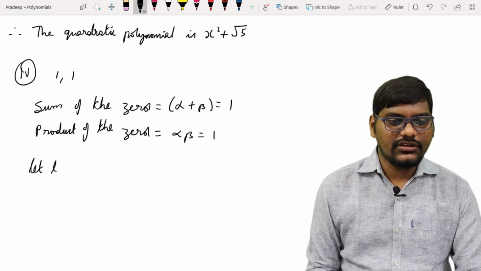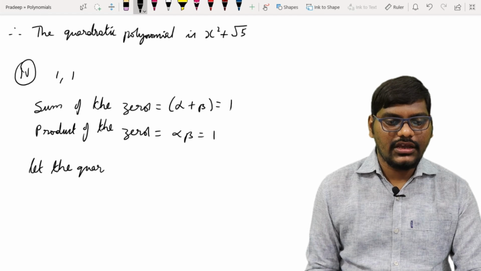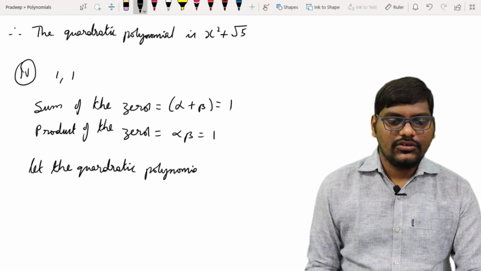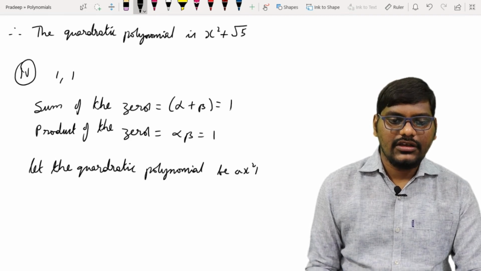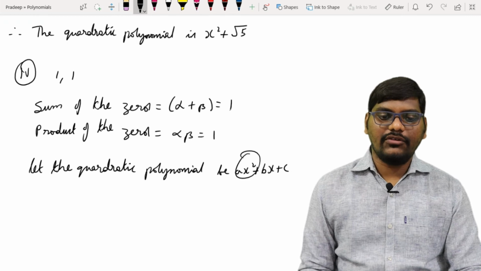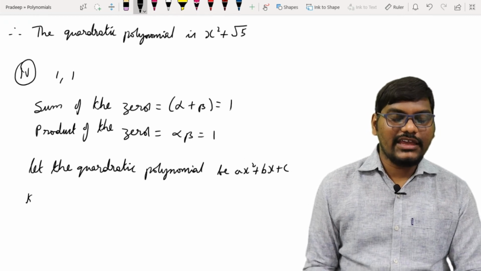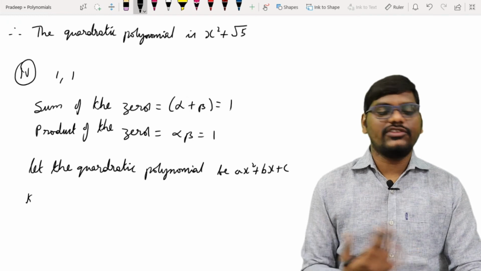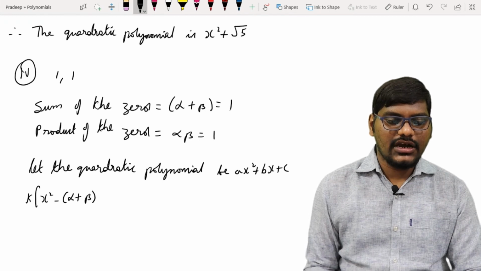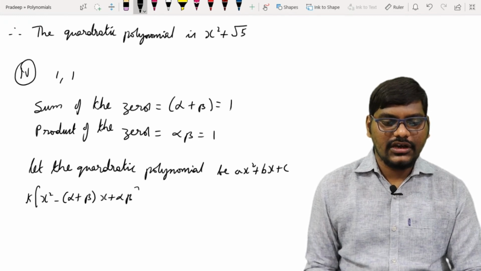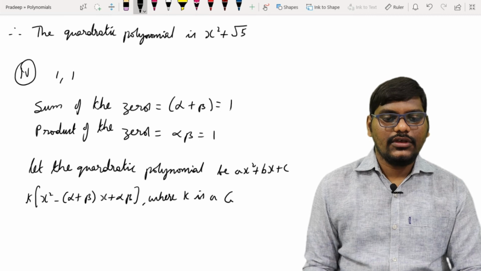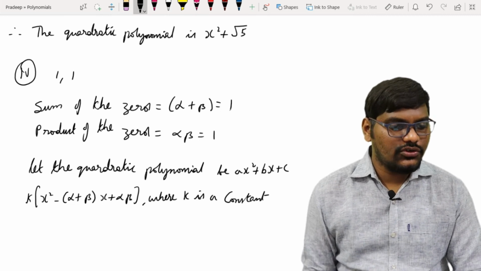So the quadratic equation, let the quadratic polynomial be ax square plus bx plus c. This is the quadratic polynomial, quadratic because the power is 2. So what is the equation which we have to take when there is a sum of the values and product of values? That is k into x square minus (alpha plus beta) x plus alpha beta, where k is a constant.